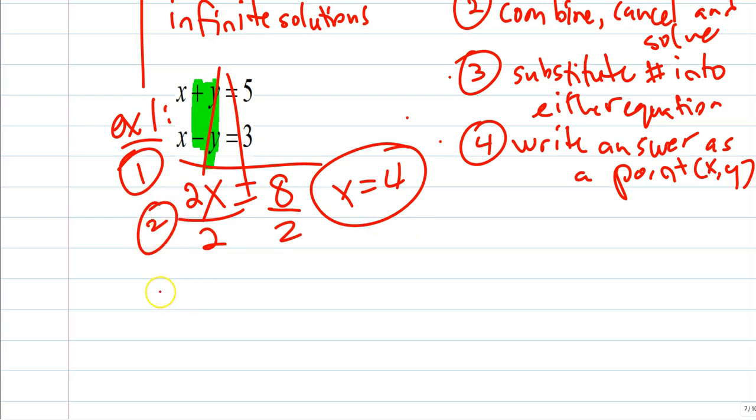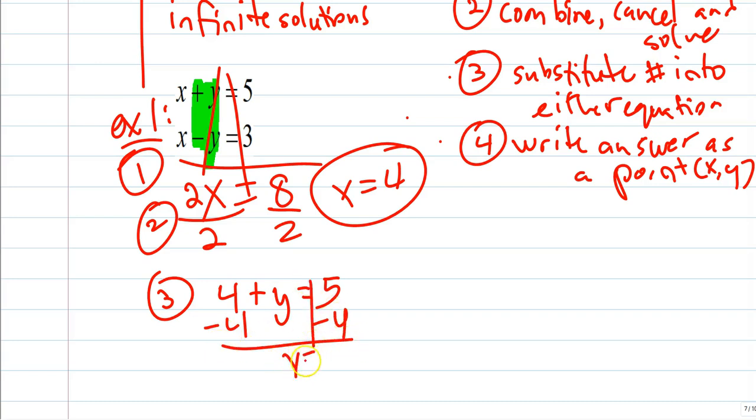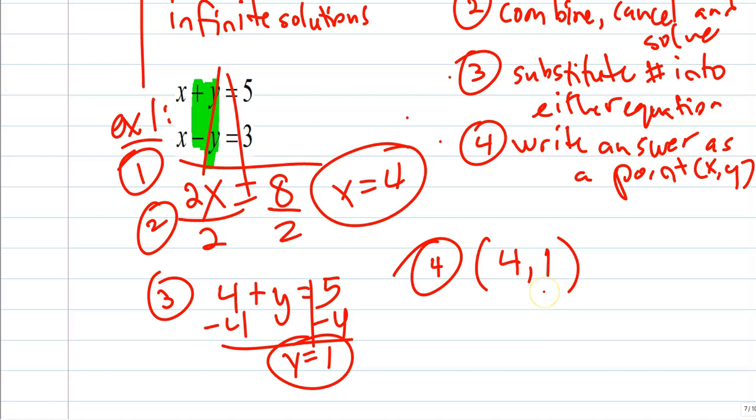So that was step 2. Step 3. It could go into either equation. So x plus y is 5, 4 plus y is 5. If I subtract the 4, y equals 1. If I had plugged it into the other one, y should have still equaled 1. Do not forget step 4 to write your answer for full credit as a point, x, comma, y.